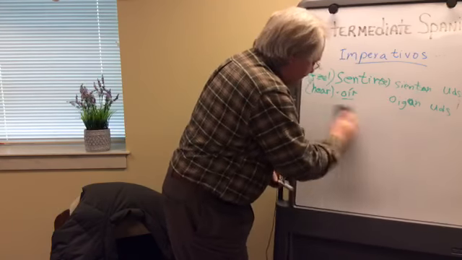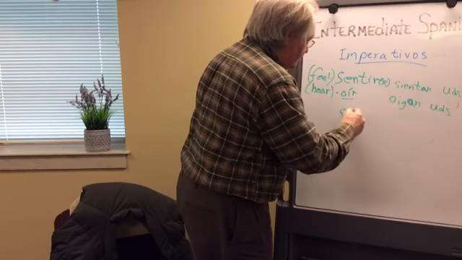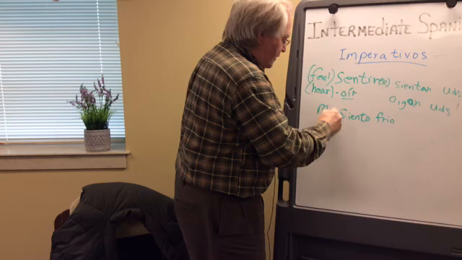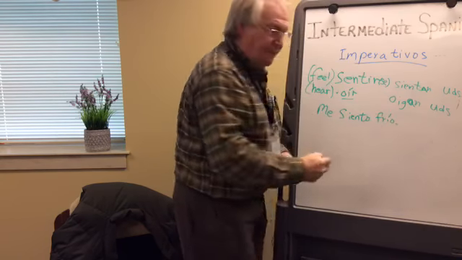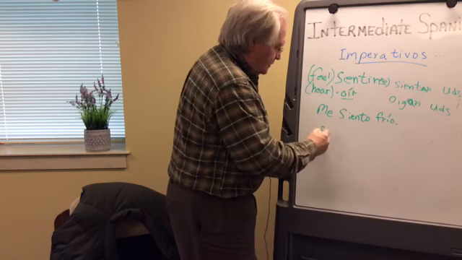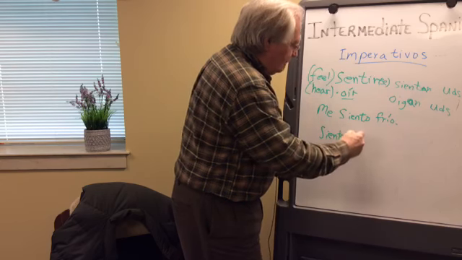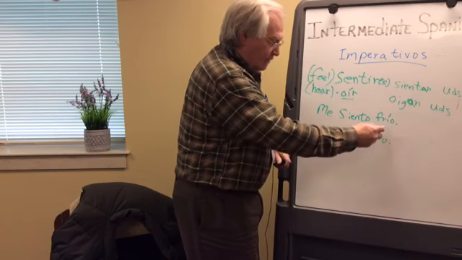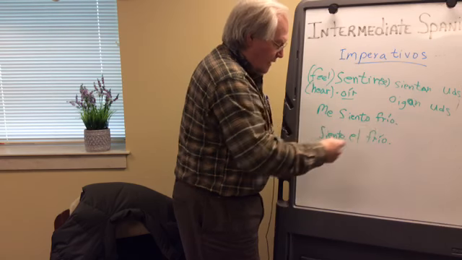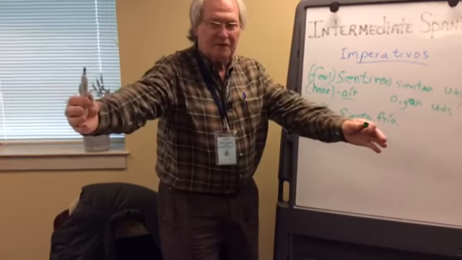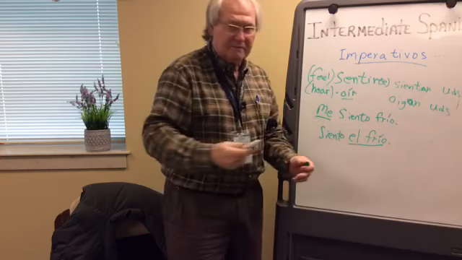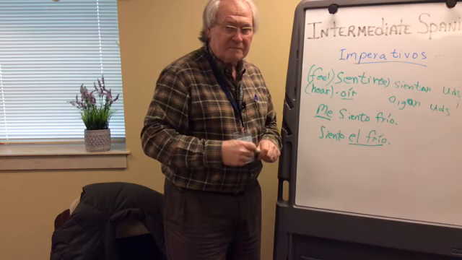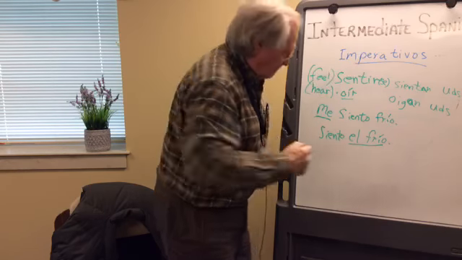The difference would be me siento frío. I feel cold. Siento el frío, where frío here is a noun. Frío here is an adjective. I feel cold. I feel the cold, which is outside of me. This reflexive is inside of me, okay, because it's the same person as the subject of the verb. Now, here's the trick. Sentar.